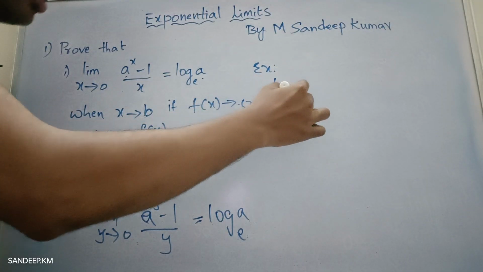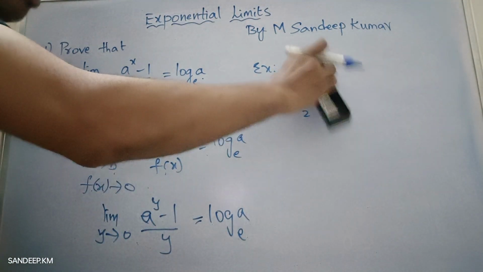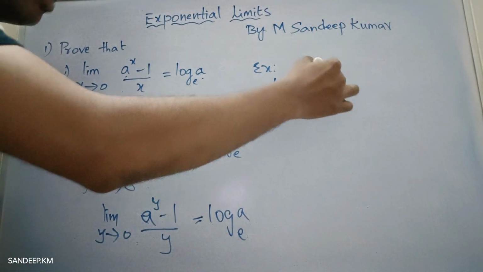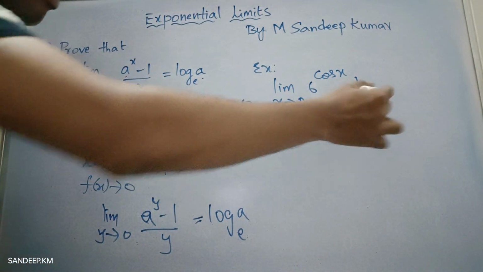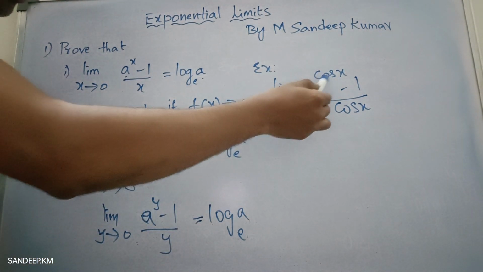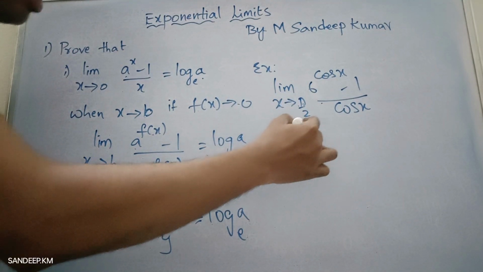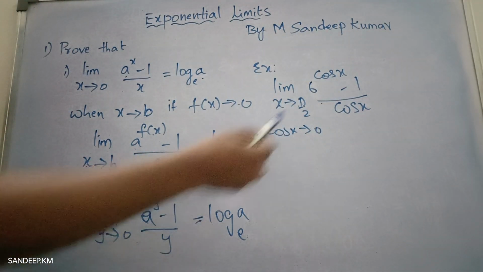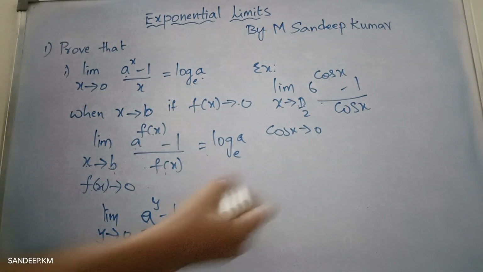Limit x approaches pi by 2, a power, or let me say 5 power or 6 power cos x minus 1, divided by cos x. So what is the answer, dear students? When x is approaching pi by 2, cos pi by 2 is 0, correct or not? When x is approaching pi by 2, cos x is approaching 0. So this is in this form, where f of x is cos x. So therefore, what is the answer?